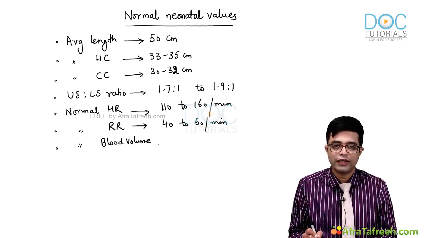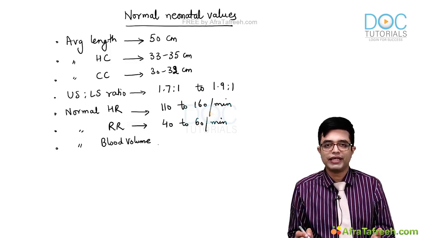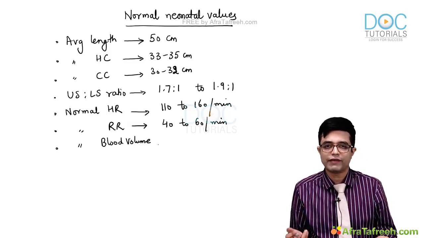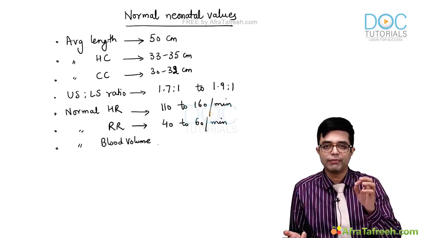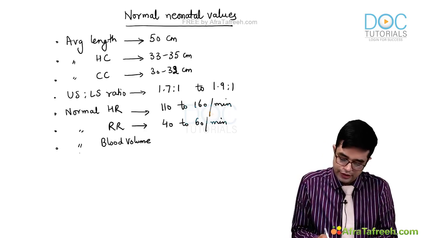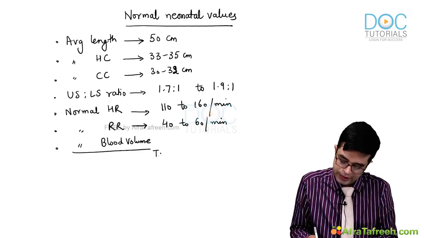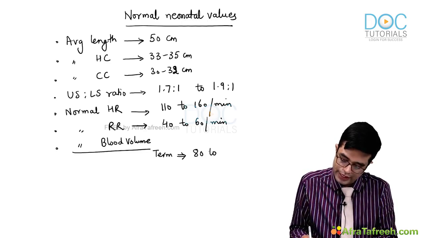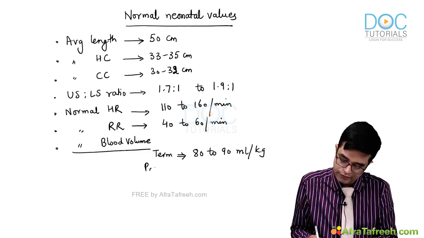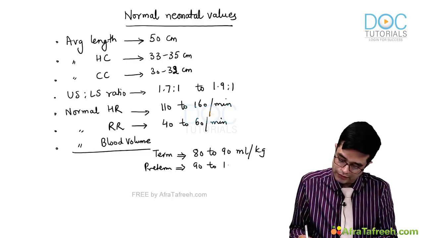Normal blood volume. If I ask what is the blood volume in adult, you and me, you will say 5 to 6 liter. But in a child, it depends upon the weight of the child. Normal blood volume in term baby is given by the formula 80 to 90 ml per kilogram. Whereas in preterm, it is 90 to 100 ml per kilogram.